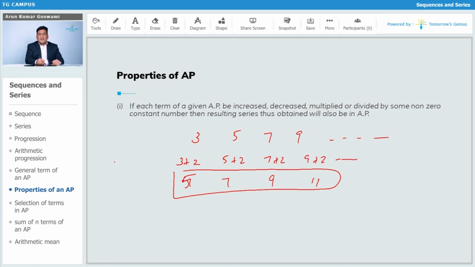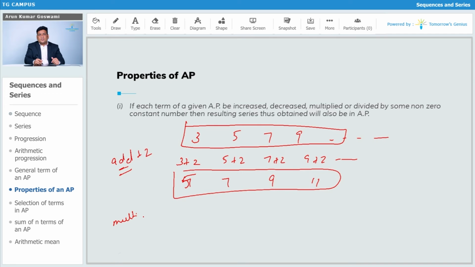Okay, so first I did addition, adding 2. If I do subtraction, I am going to get the same thing, because the common difference is going to be the same. You can see 7 minus 5 is 2, 9 minus 7 is 2, 11 minus 9 is 2, so the common difference is 2. If you do subtraction or multiplication, you can do any one. Okay, I'll take multiplication now.